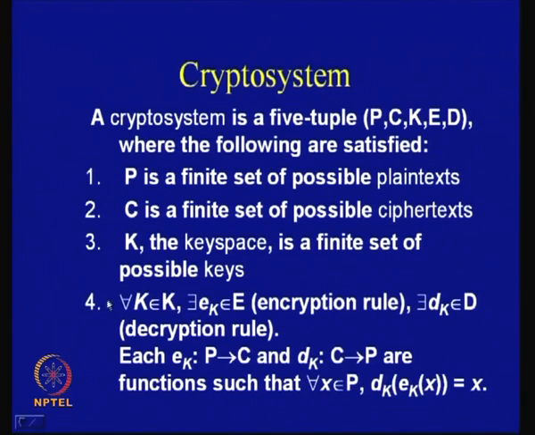And then the idea is that for all keys K which belong to this key set, there should exist an encryption rule, and there should exist a decryption rule, such that the P to C mapping has a corresponding C to P mapping. What I want to say is that if you take X, which belongs to P, and encrypt it using K, and then decrypt it back using the decryption algorithm and the decryption key, then you should actually get back the original plain text. That is, you should recover the original message.